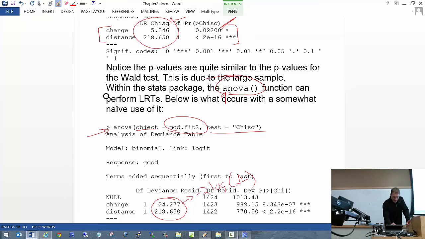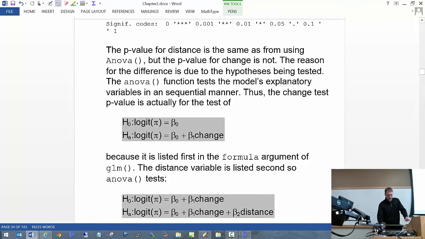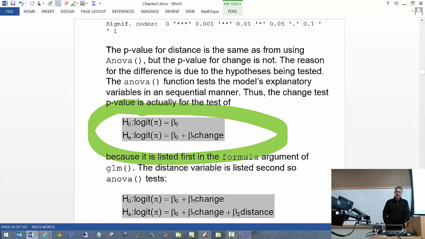The thing that's different then is this right here. That's because the little anova function is not testing the hypotheses that we want. Instead, what it's testing is this. The null hypothesis model is you have no explanatory variables at all. The alternative hypothesis model, change and only change is in it. Well, why?